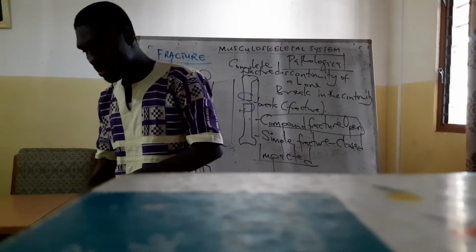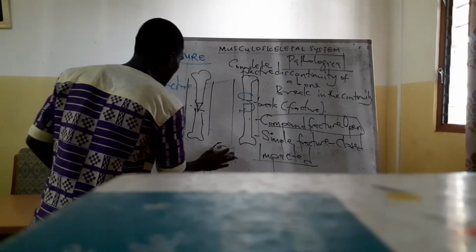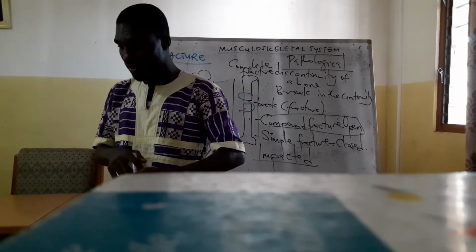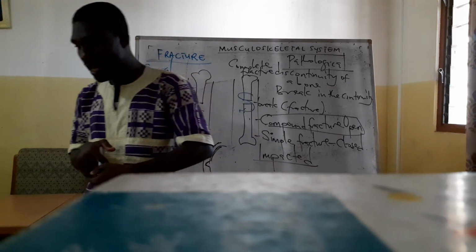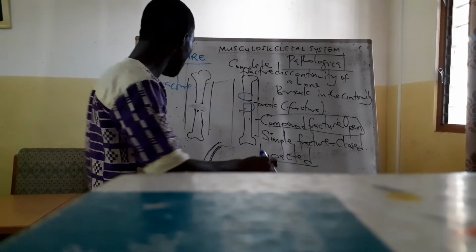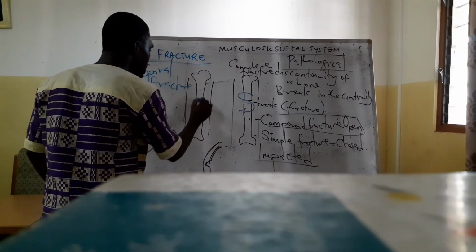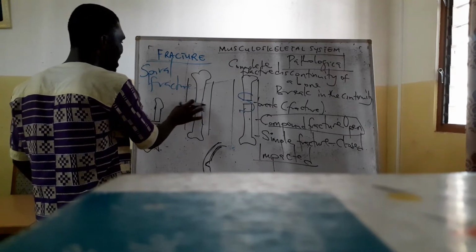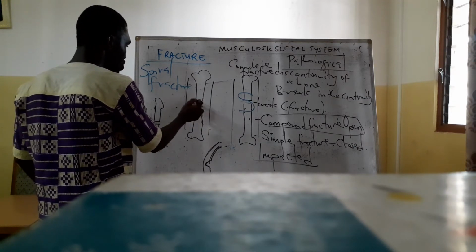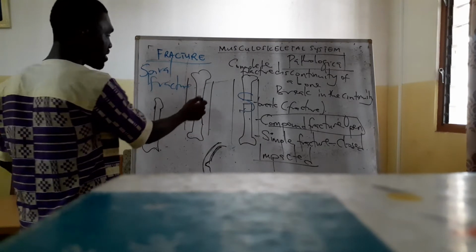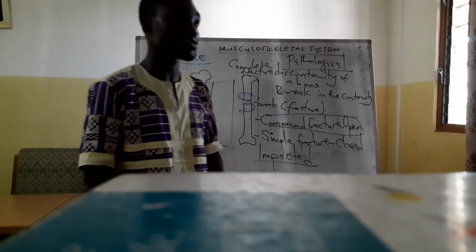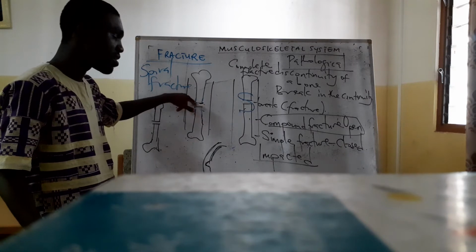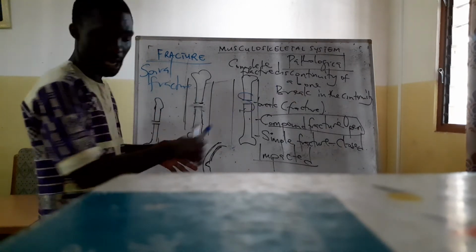Transverse fracture is the other type of fracture. A transverse fracture is a type of fracture that occurs straight across the diameter of the bone, right? So let's assume that this is the bone. This bone is intact, right? So when there is a break in this bone and it's straight across, we term it as transverse fracture. And mostly, as you can see, transverse fracture is a complete fracture, and the break of the bone is straight across, right?